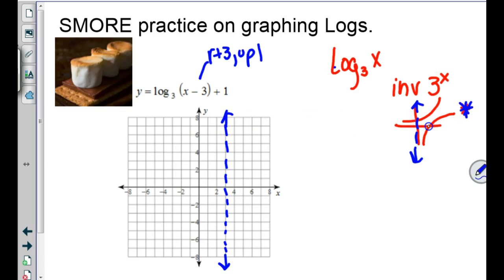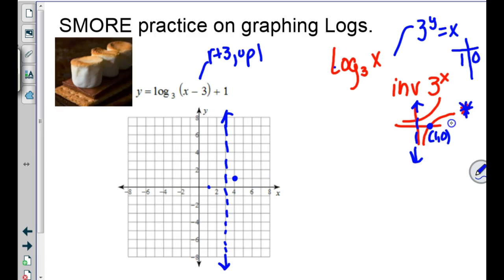The intercept, anybody know where the intercept was to begin with? If we had this one, it would have been y to the power of 3 equal, let me try that again. Yeah. 3 to the y equals x. So if we put in a 0, we would have gotten out a 1. So 1, 0 was the original intercept. What happens when we move it 3 to the right and up 1? So right here went 1, 2, 3 to the right and up 1. Okay.